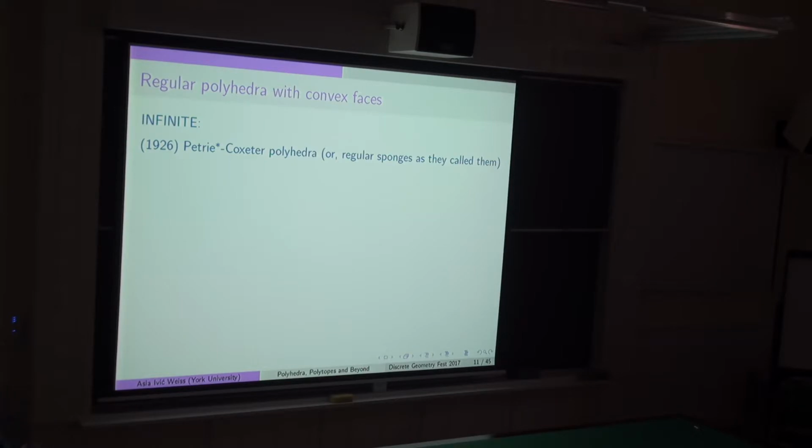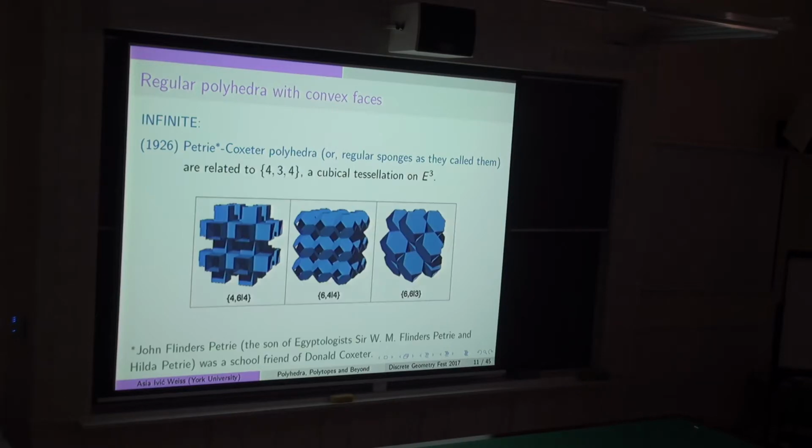However, we can have regular polyhedra with convex faces which are not finite. And in fact, it was Petrie that was a school friend of Donald Coxeter in 1926 that was very excited when he discovered 2 of such regular polyhedra. He immediately wrote to Coxeter. Coxeter was extremely excited and immediately discovered a 3rd and the only other possible infinite regular polyhedron. So here are the pictures of these regular polyhedra.